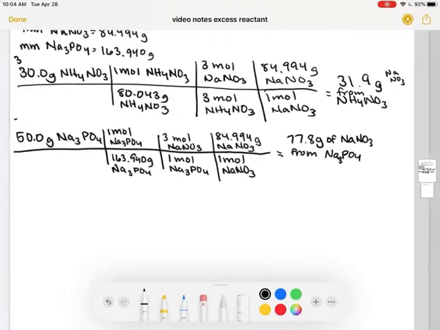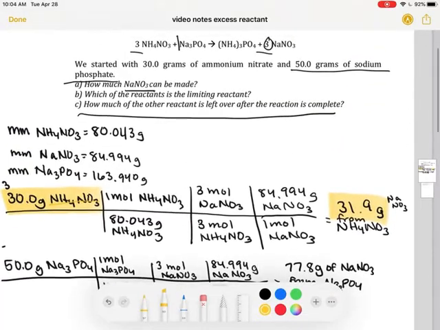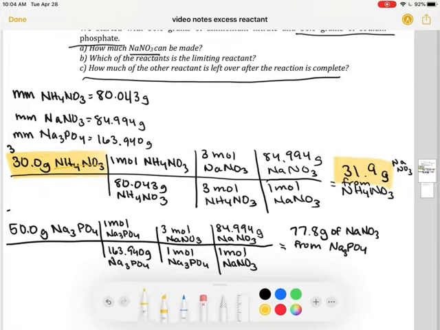So since we get less from the ammonium nitrate, this is our limiting reactant. Oops, I wanted to highlight that. This is my limiting reactant. Okay, and this is actually how much I can make. So let's answer those questions up here. How much NaNO3 can be made? We can make 31.9 grams. Which of the reactants is the limiting reactant? Well, that was our ammonium nitrate, NH4NO3.